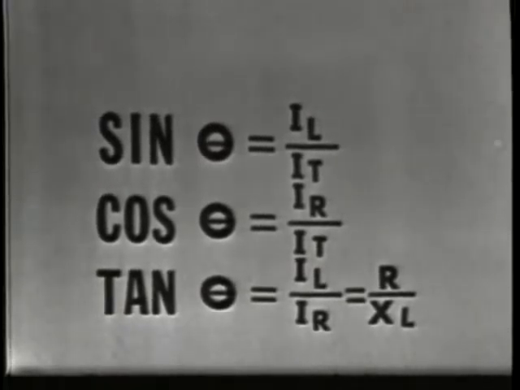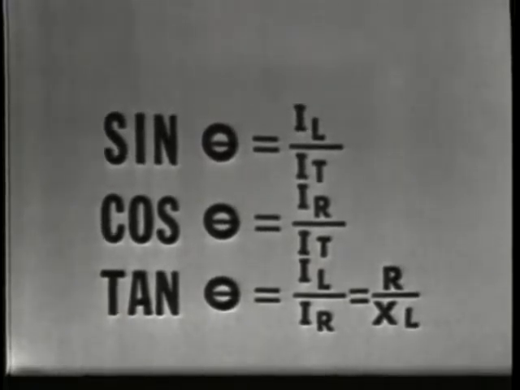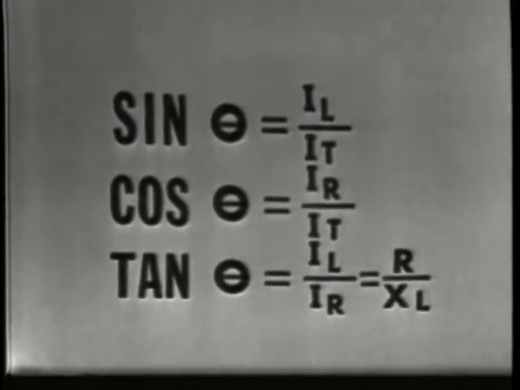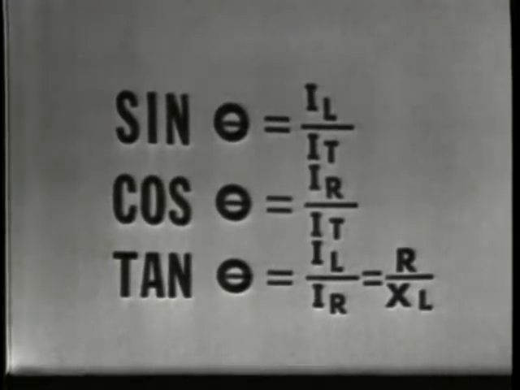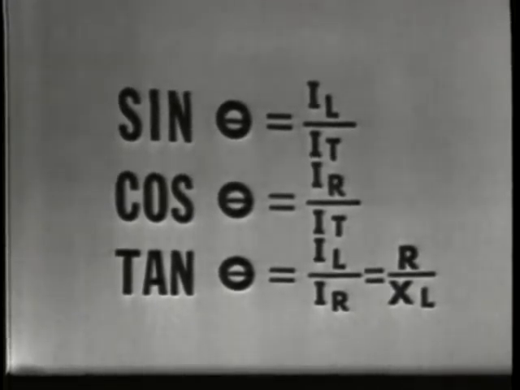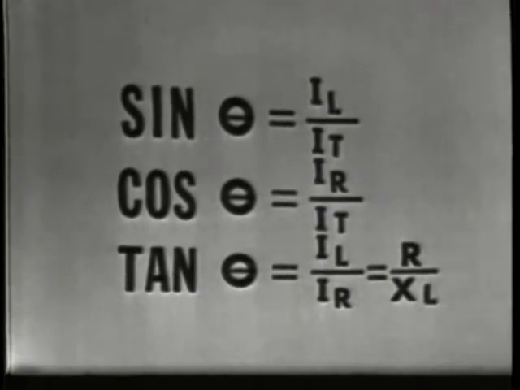The sine of angle theta is equal to IL over IT, the cosine is equal to IR over IT, and the tangent of angle theta is equal to IL over IR, or simply R over XL. Now, the trig function you use will be determined by what you want to find out about the circuit and what information you already have. For example, the phase angle could be determined with only the reactance and the resistance of the circuit known.